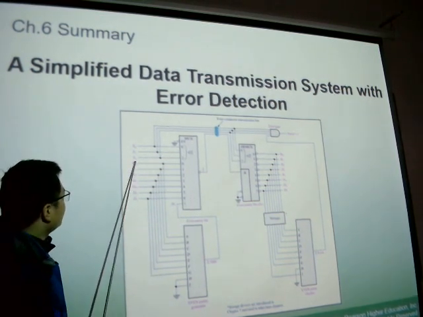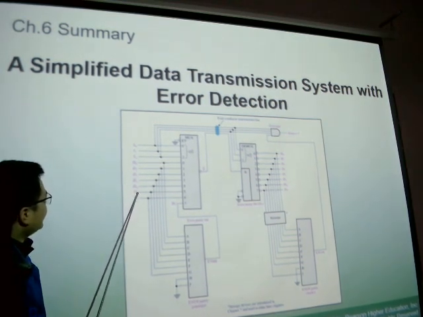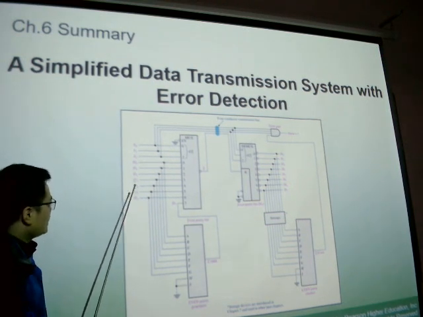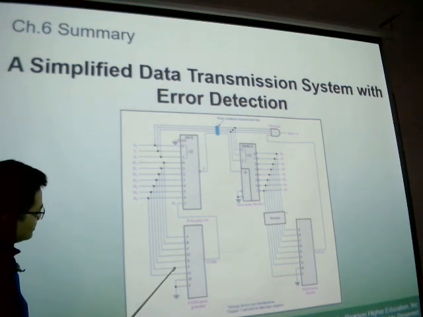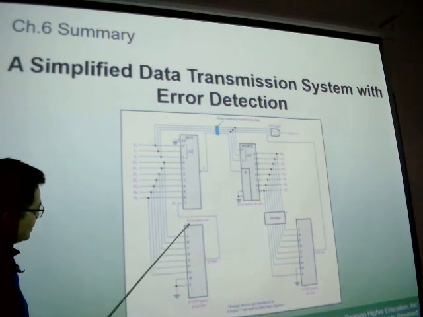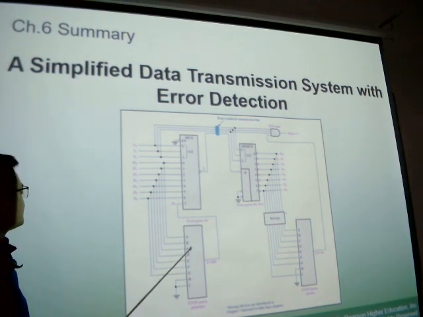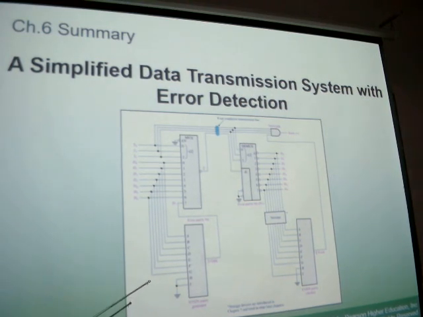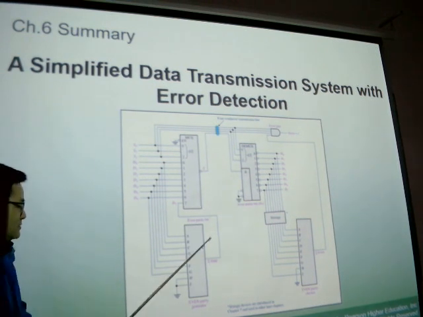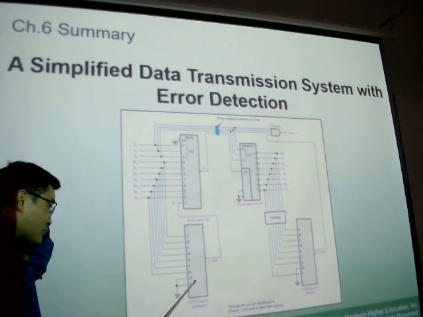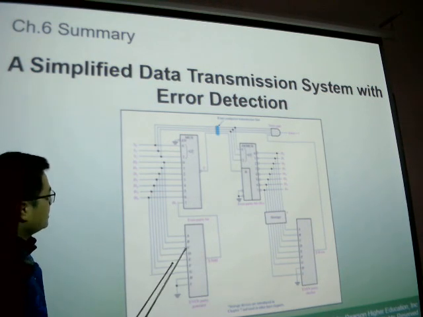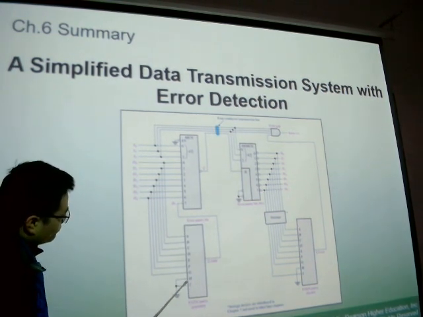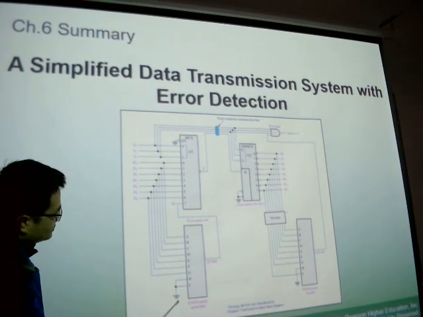This is the output. The input data has 7 bits, and the data can be used as the input of the parity generator. It is used as a parity generator, right? The data has 7 bits, and the high 2 inputs are zero.